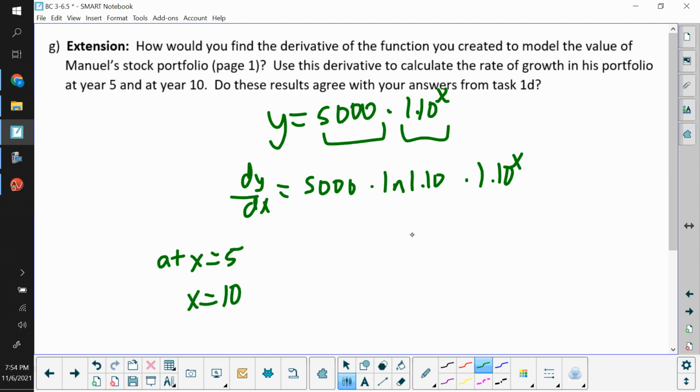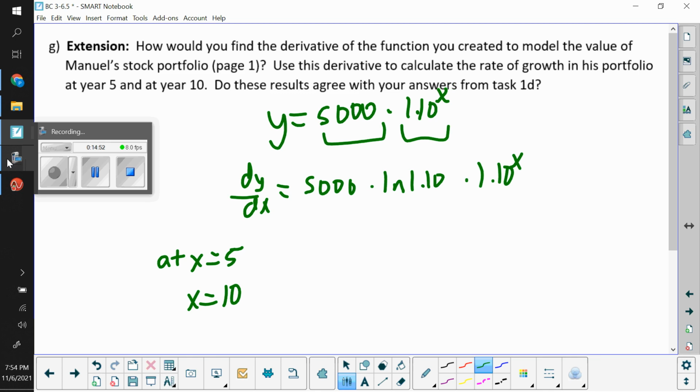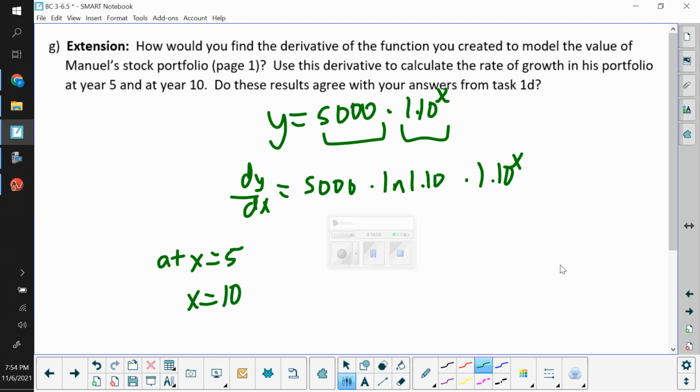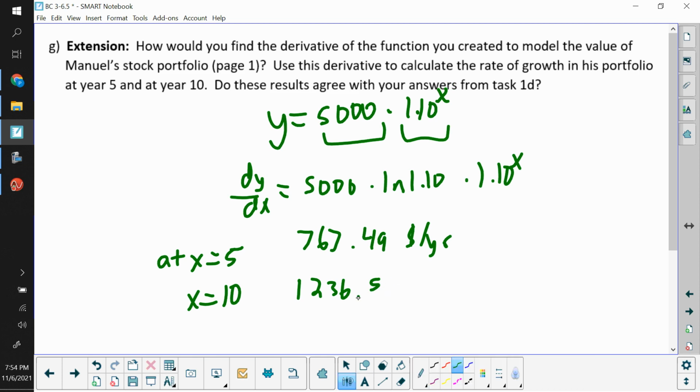We're working with money here, so we'll go to 2 decimal places and just compare and see if that is in fact the same. So we'll pause the video for 1 minute for you to do that. So we should have noted that it was the same. We should have got 767.49. Remember, our units is dollars per year. And $1,236.05 per year.